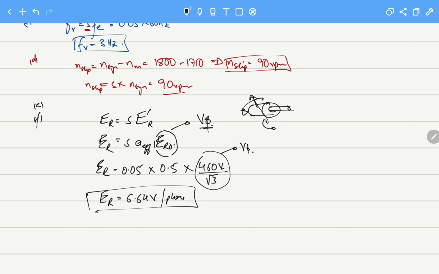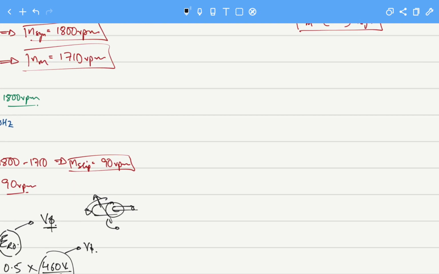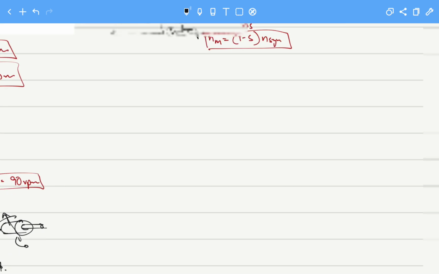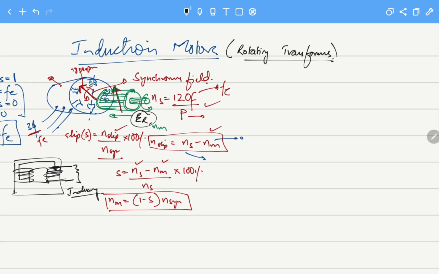So this is the concept that explains how much voltage is being induced in the rotor. This voltage produces a specific current, and that current produces a magnetic field inside the rotor. That magnetic field is trying to follow the rotating magnetic field in the stator, and the motor is rotating at 1710 rpm. That is how this motor is functioning. I hope it helps. Thank you.